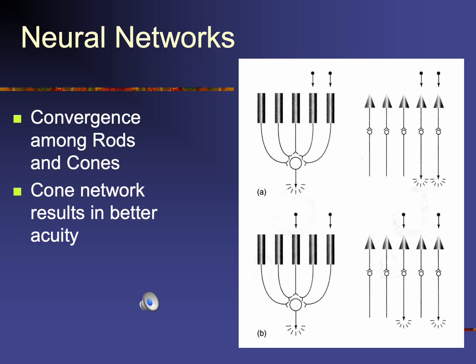Well, if you look at a cone network, or one where the convergence is much lower, you can see that when light stimulates one receptor, you get one neuron firing.